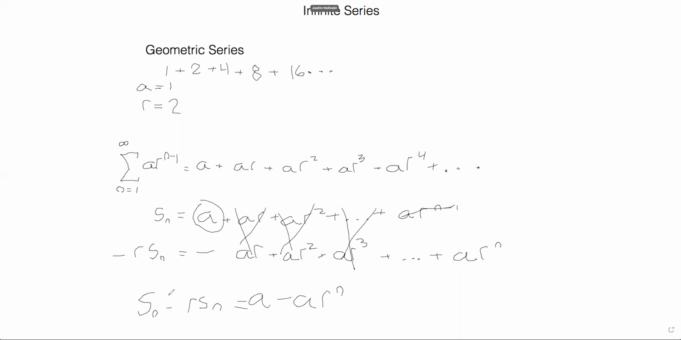So where do we go from here? We have this fact. We've proven that S of n minus r times S of n is a minus a times r to the n power. How do we solve for S of n? Let's go ahead and just add this to both sides of the equation. And what happens when we do that? We get S n equals a minus a r to the n. No, it's going to be plus r times S sub n. So this part goes away completely.